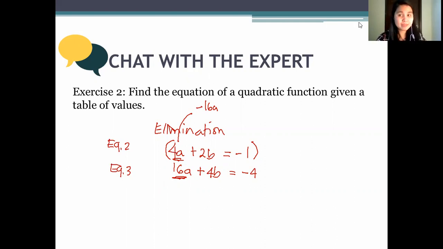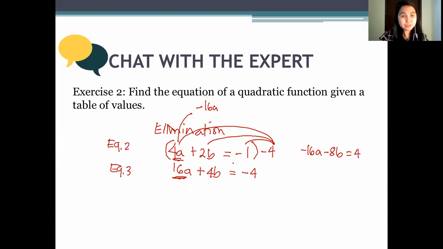Negative 4. Oh, very good. So you multiply all by negative 4. So it becomes this one. 4A times negative 4, you have negative 16A. Negative 4 times 2B, we have negative 8B equals negative 4 times negative 1, we have positive 4. The second one, you don't multiply any, so you copy it all. 16A plus 4B equals negative 4.